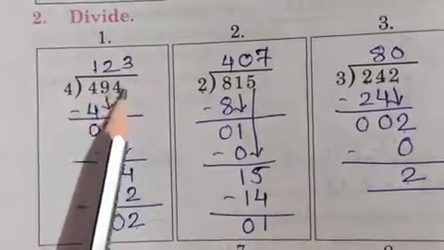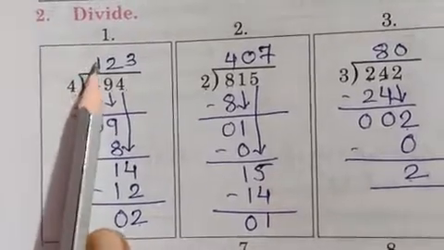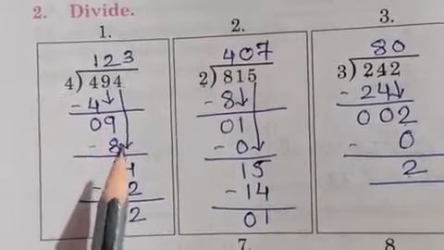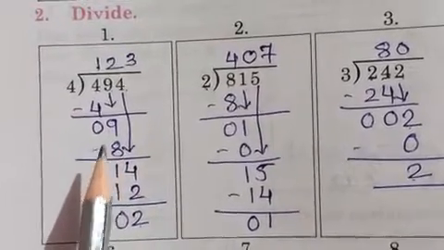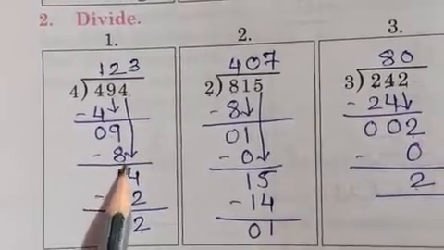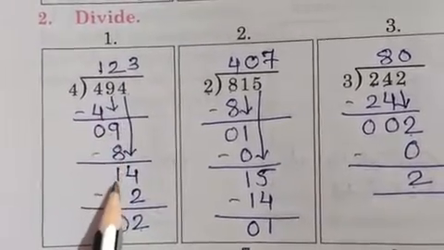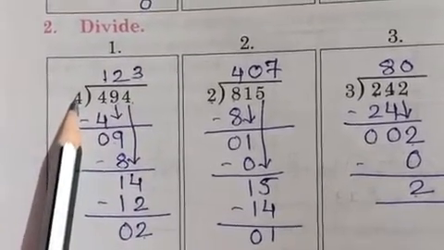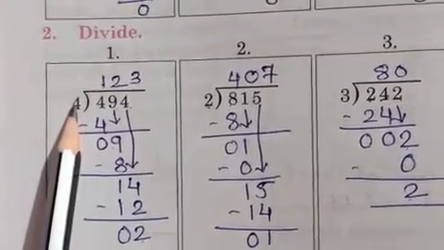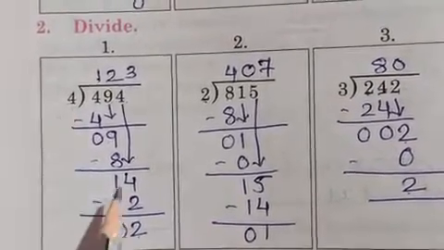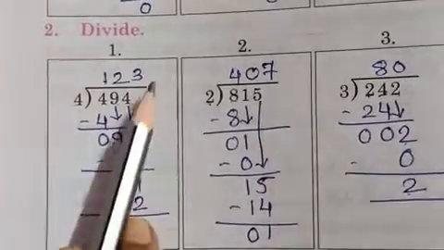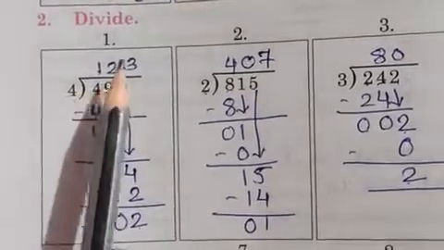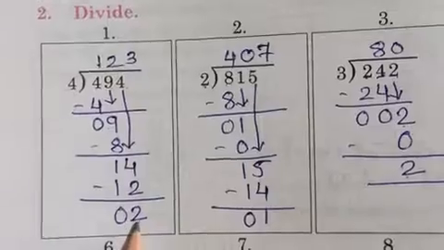So now here, 494 divided by 4. 4 1s are 4. 4 minus 4 is 0. Now 9 will come down. Is 9 divisible by 4? No. But you have to find a number which is divisible by 4 and less than 9. So it is 8. 4 2s are 8. So 9 minus 8 is 1, and this 4 will come down. Now is 14 divisible by 4? No. But you have to find a number which is divisible by 4 and less than 14. That is 4 3s are 12. So 14 minus 12, you will get 2. So your quotient is 123 and the remainder is 2.